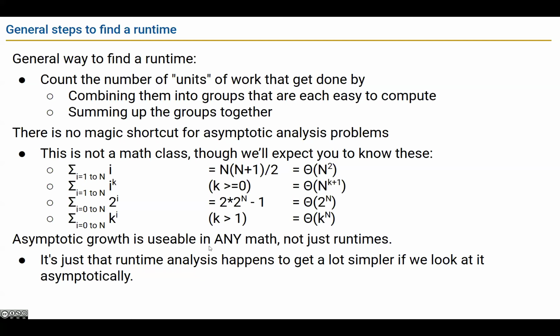Now, asymptotics can be used in any math. It's not just for runtimes. It just so happens that when we're evaluating runtimes, asymptotic analysis tends to be very helpful because you can ignore all of the weird things that happen when you think about runtimes. Depending on the computer you're running things on, you're going to get different runtimes just because my computer is 1,000 times faster than your computer. All those are constant factors. We don't care about them because we're dealing with bounds. Any questions here?